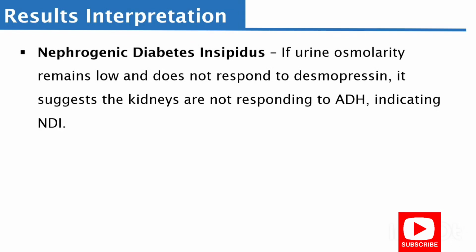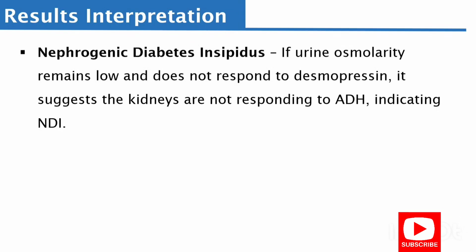Now, but look at this nephrogenic. What you are going to notice in nephrogenic is that it may not be due to lack of ADH. It's that maybe the kidney is not recognizing it. It's not responding to it. Okay. So if the urine osmolarity remains low and does not respond to desmopressin, even though the osmolarity is low like we see in CDI, and you give the person desmopressin, we should actually regulate that.